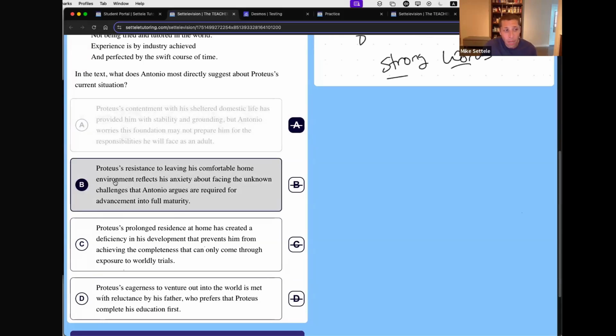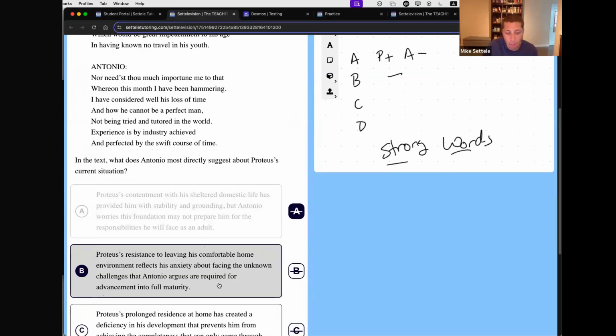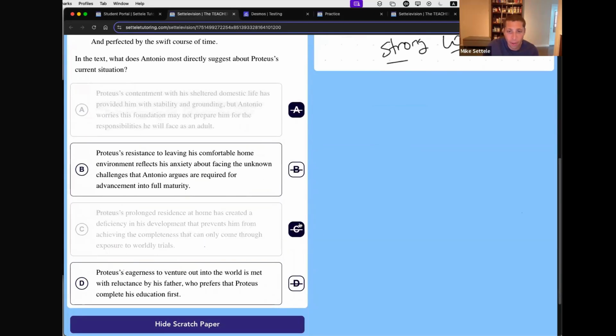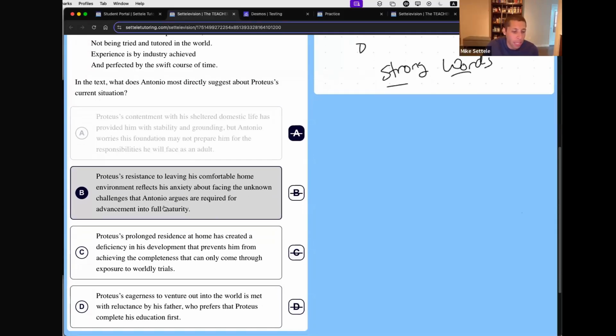So moving on to B, Proteus's resistance to leaving his comfortable home environment reflects his anxiety about facing the unknown challenges that Antonio argues are required for advancement into full maturity. So again, it sounds pretty negative there, right? Resistance, it sounds negative on both counts. But all right, I don't know, is it required for advancement into full maturity? That maybe seems a little strong. But if I were just going by connotations, I'd leave this. I wouldn't think about it too deeply. It seems to match the right kind of vibe. So I would keep it.